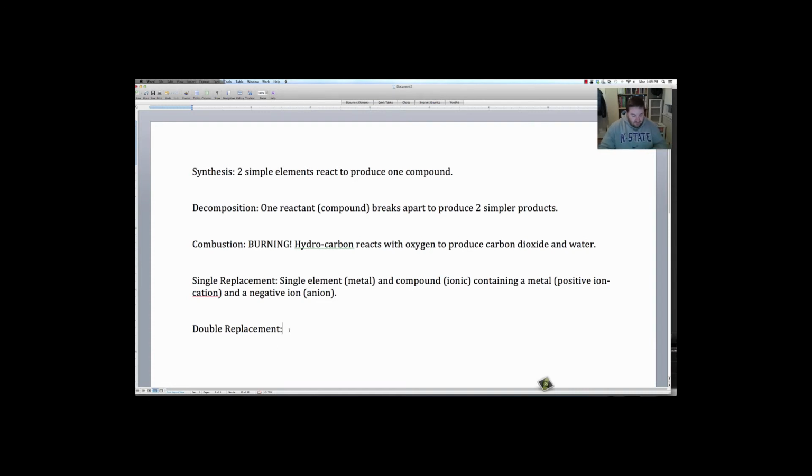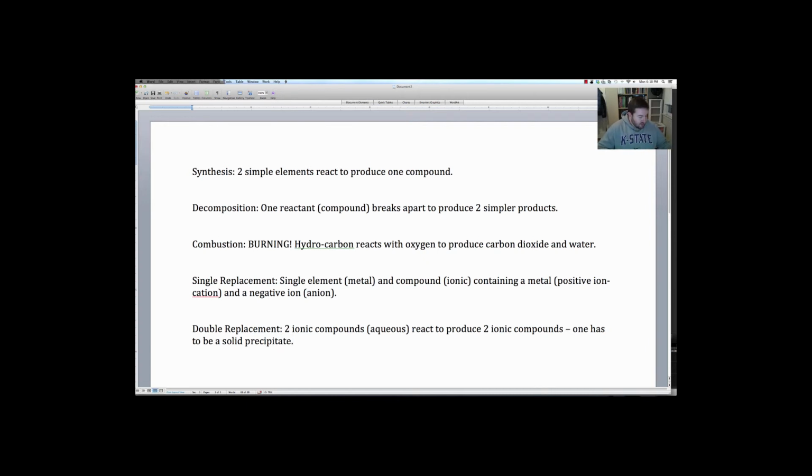And last but not least, we have double replacement, which is two ionic compounds that are both aqueous, which means they're solutions that we're mixing together, and they react to produce two ionic compounds, and one has to be a solid precipitate in order for this reaction to actually happen.